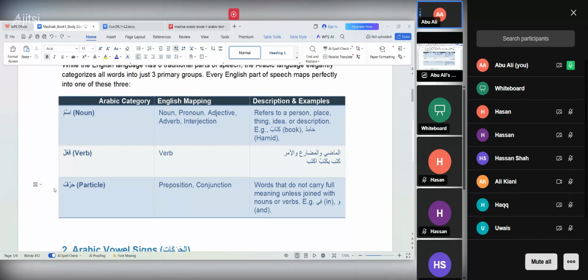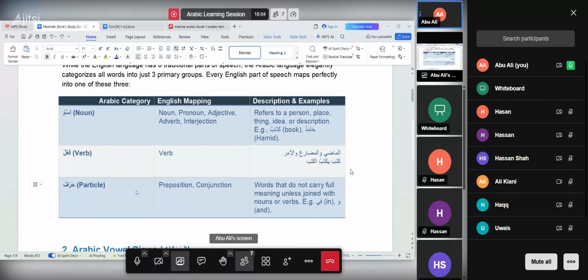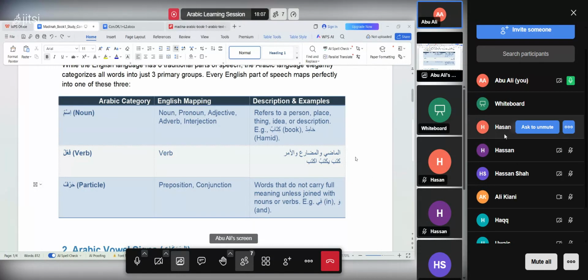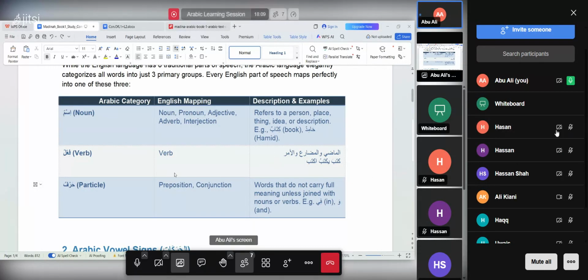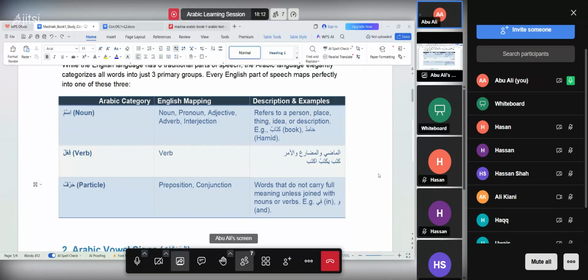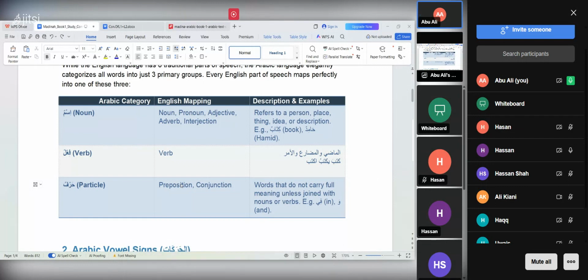Let's go back to al-fi'l, the second one. If you look on the right, can someone read this for me, Mr. Hassan, the Egyptian Hassan? Who's the Egyptian Hassan? Yes, so Abu Falah, could you read the second section, the third column in the second row? Can you read it fully? Not really. Okay, no problem.